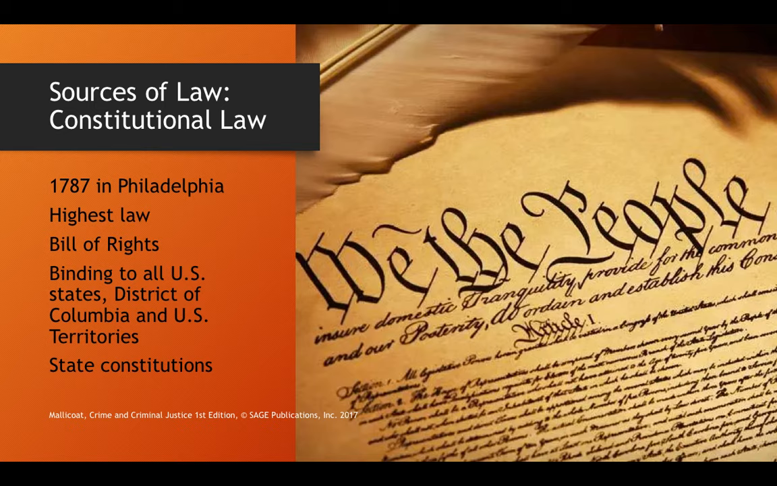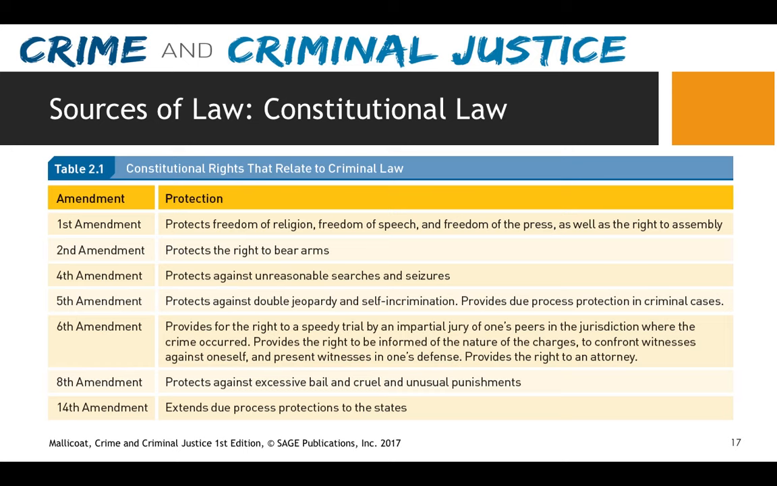And when it says here binding, it means that the U.S. Constitution is applicable to all the United States, right? To all U.S. states, to D.C., and to our territories. So, for example, to Puerto Rico, right? And then we also have the states' constitutions. So here are some of the rights that are protected by the U.S. Constitution. Again, if you remember from civics, like the First Amendment, it will protect your religion, your freedom to practice or not practice religion, freedom of speech, the press, right?